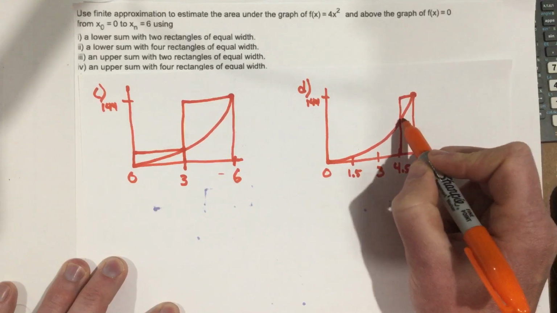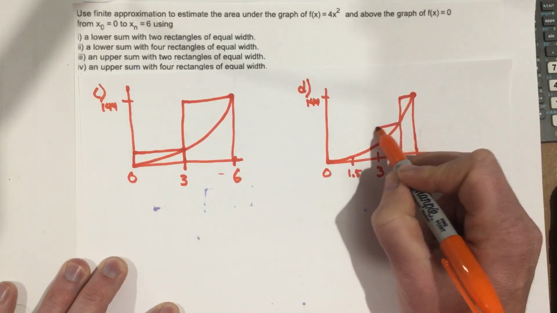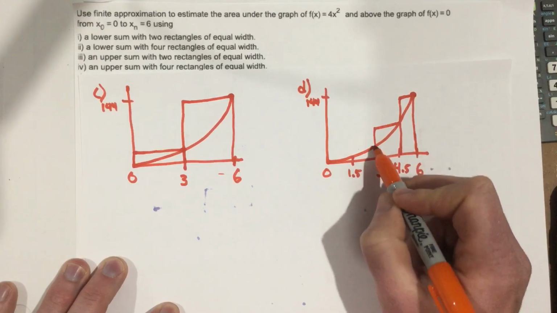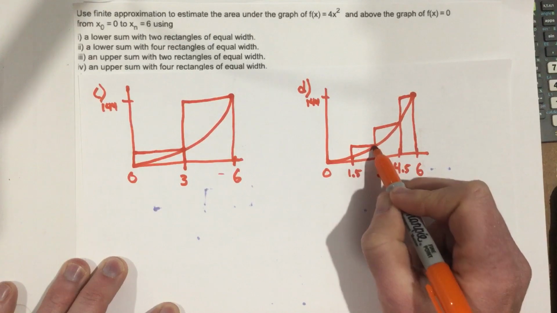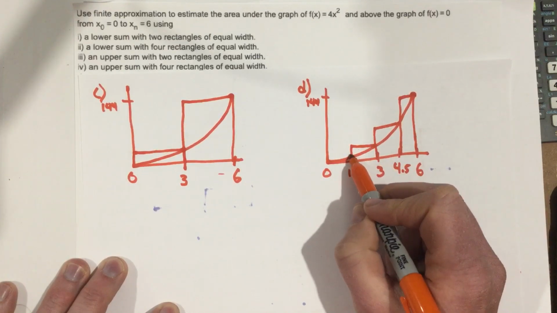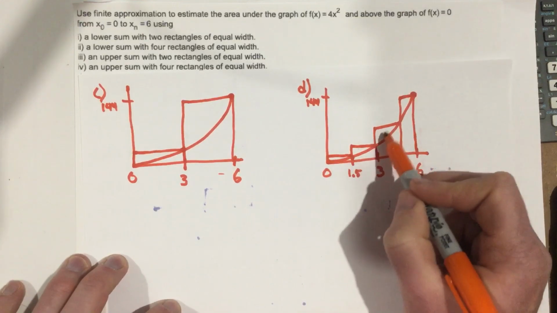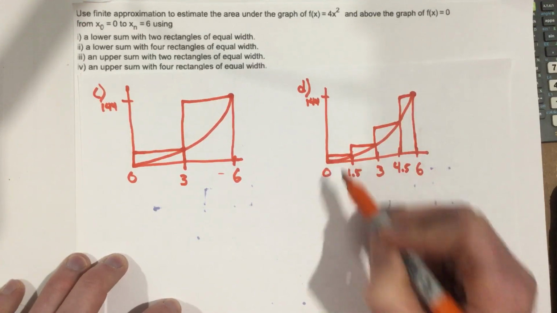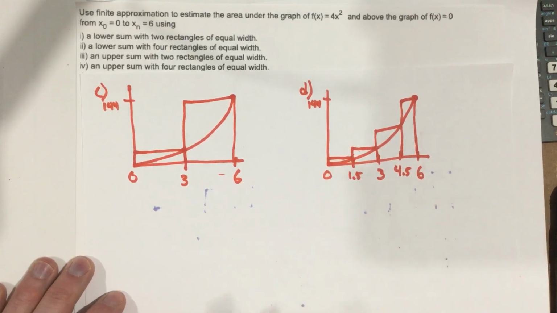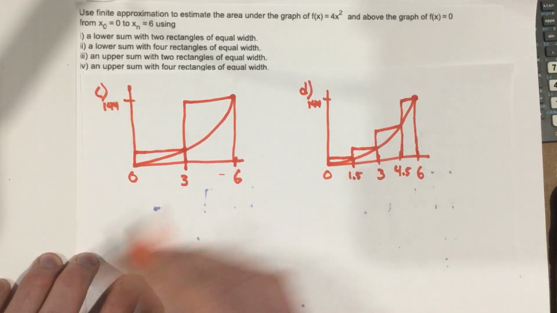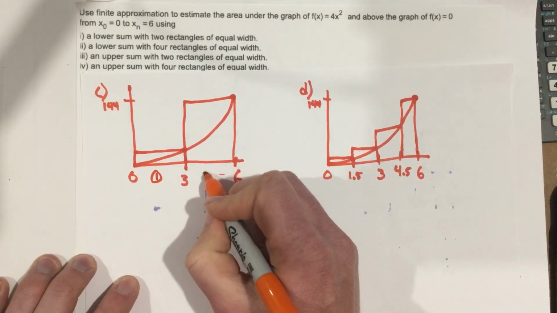I get this rectangle. I get this rectangle. Notice that every time I'm touching where the function and 3 meet, or function and 1.5 meet. And now I have an overestimation, so I have some extra area that I'm including in there. So I'm actually going to be larger than the actual area under the curve. But we do this process the same way.